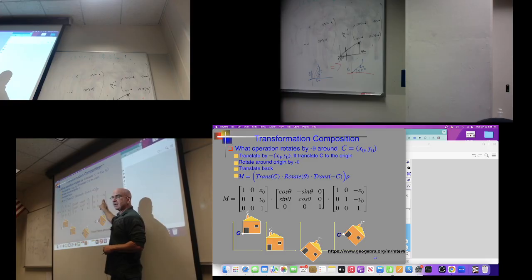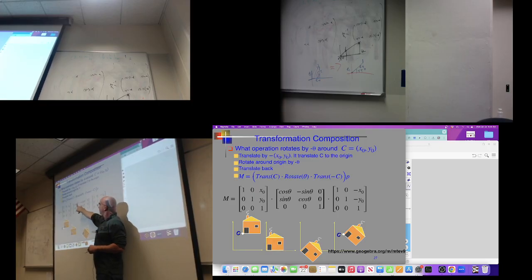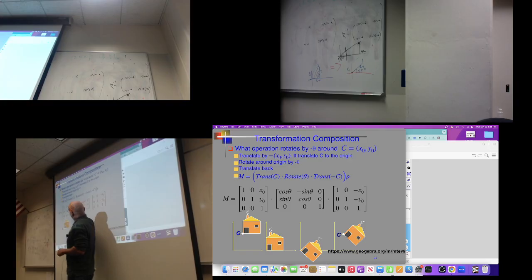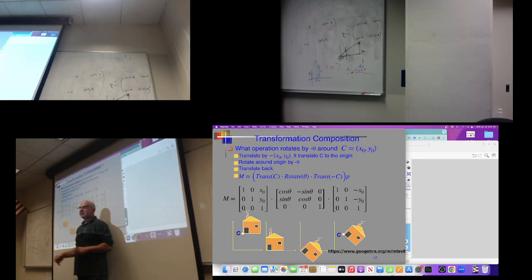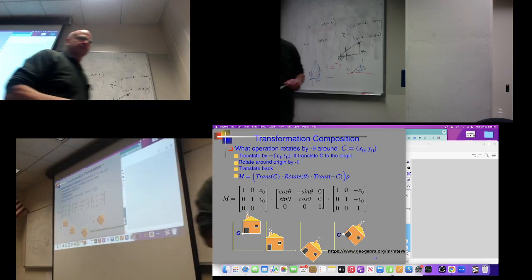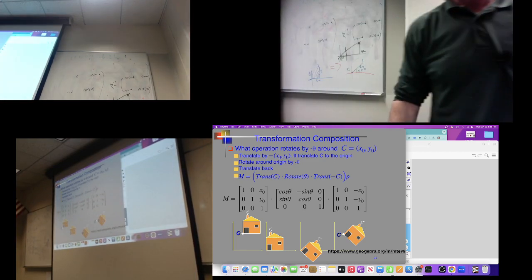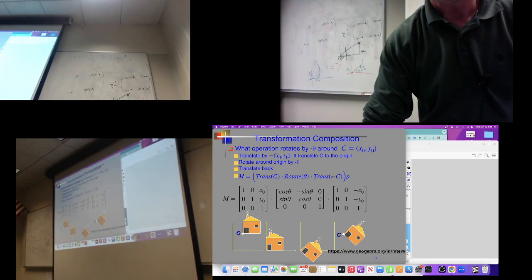First, I multiply by this matrix, which is what? Translation by minus C. The result is multiplied by this matrix, which is rotate by theta. Rotate by theta around what? Around the 0, 0. But it's fine because 0, 0 now contains C. And translate it back by plus C. Cool. So the product of these three matrices.